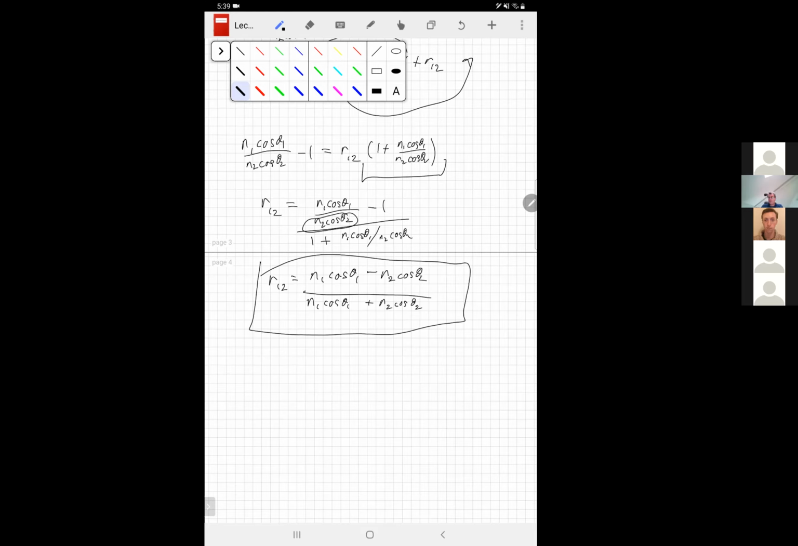Well, we have to be a little bit careful here. Before, we didn't have any of those cosines in there. So we could just say, hey, if you're bouncing off a higher index medium, our reflection coefficient is N1 minus N2. N2 is bigger, so your numerator is negative. But now, okay, N2 is bigger than N1. Does that mean that N2 cosine theta 2 is bigger than N1 cosine theta 1? How would we figure that out?